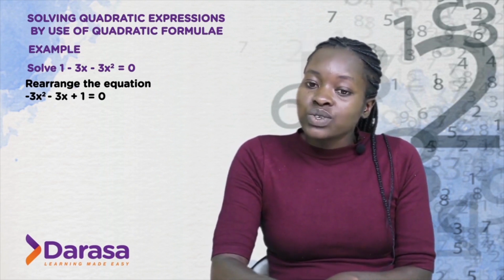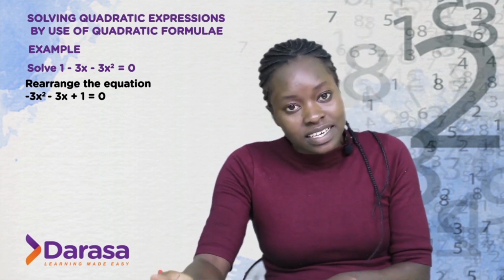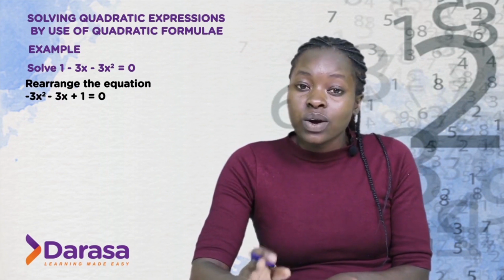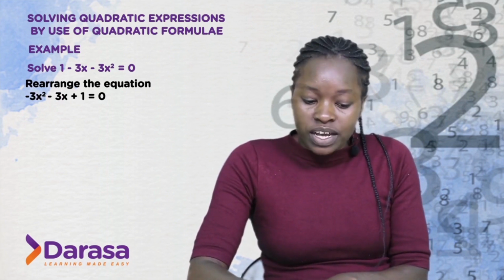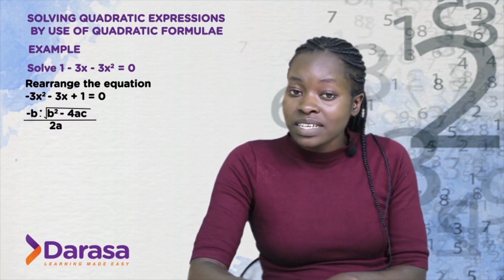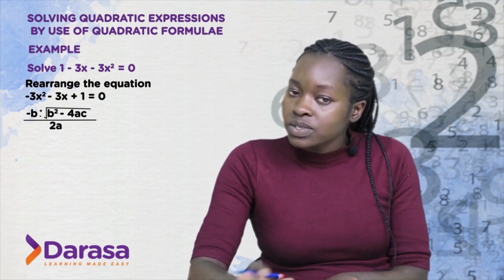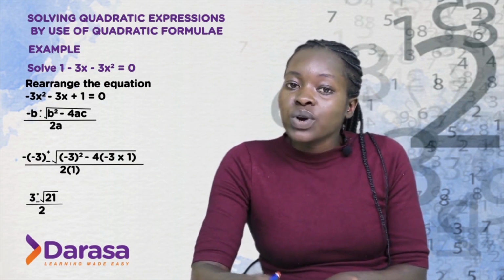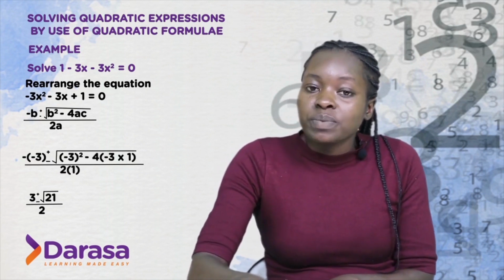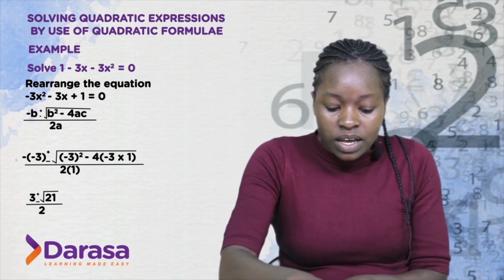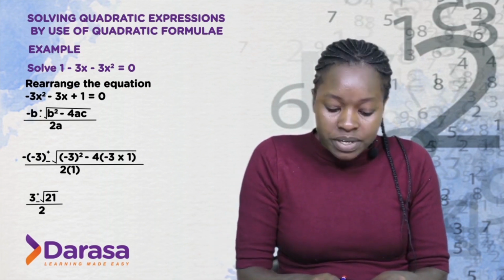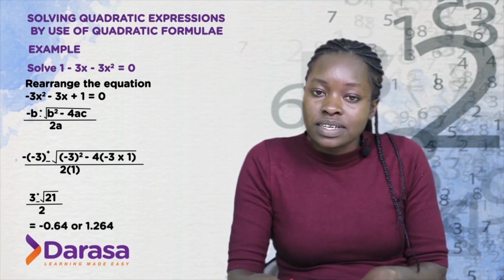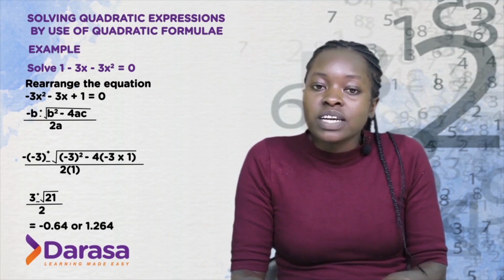Now, after this, you identify your a, b, and c. So your a is negative 3, your b is negative 3, and your c is 1. Writing your formula, you'll have negative b plus or minus the square root of b squared minus 4ac all over 2a. So you replace your a, b, and c. After working it out, your answer should be negative 0.64 or 1.264. So the quadratic formula is very easy.